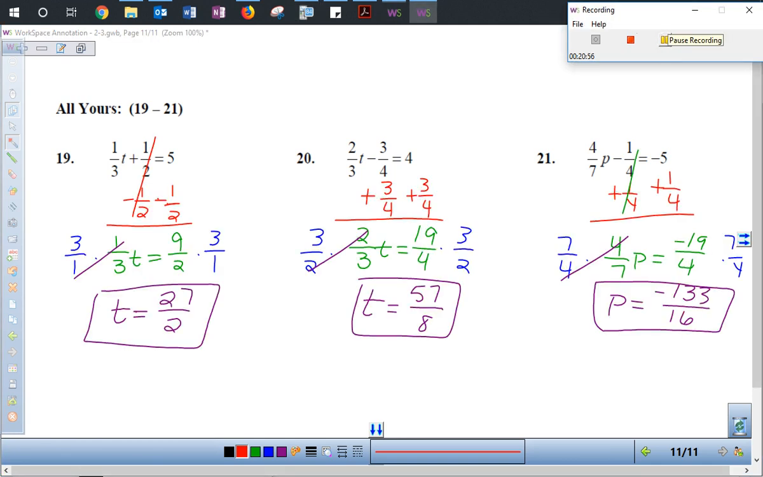Alright, on number 19, you should get t equals 27 over 2. On 20, you should get t equals 57 over 8. And on 21, you should get p equals -133 over 16. Again, you should check all three of these in your calculators, show all work, and if you have any questions, please come and ask.